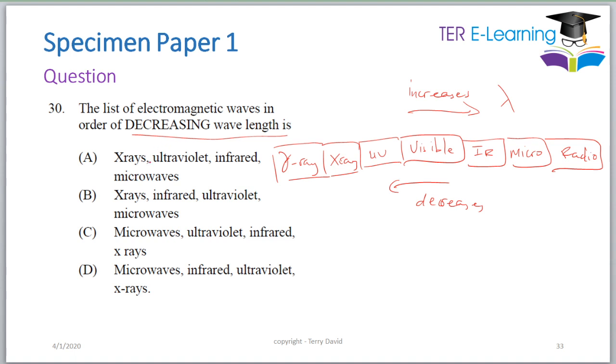So the question wants, list the EM waves in decreasing wavelength, right? So if you want to decrease your wavelength, let's see, X-ray, UV, infrared, and microwaves. So A is wrong because we are increasing my wavelength there. If we go X-rays, infrared, UV, oh, that is mixed up, right? Next one is micro, UV, infrared. Oh, C is also mixed up. And if we look at D, we have microwave, infrared, UV, and then X-rays. So the answer in this particular case is D.